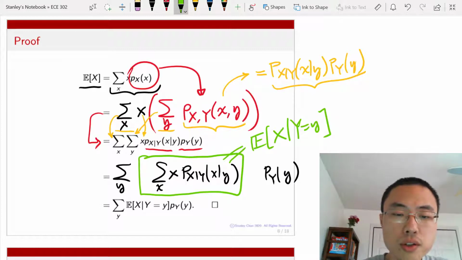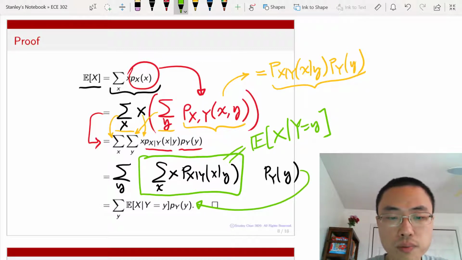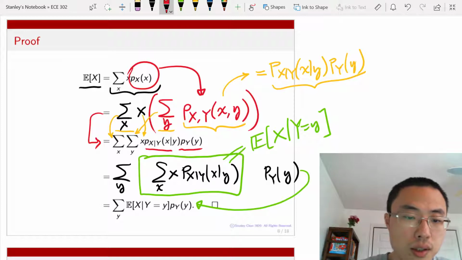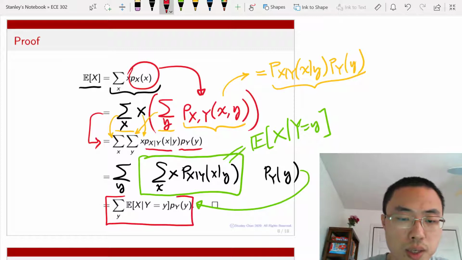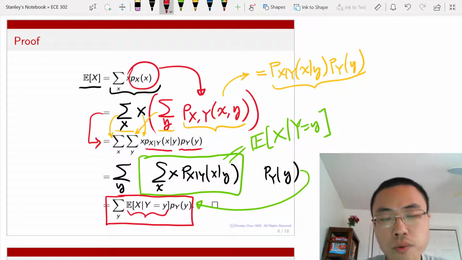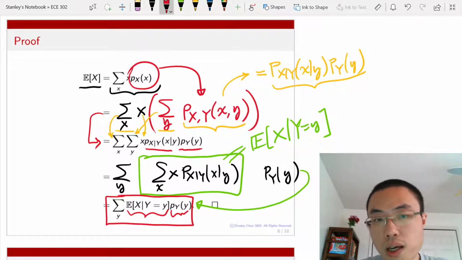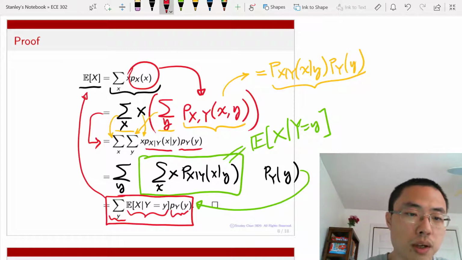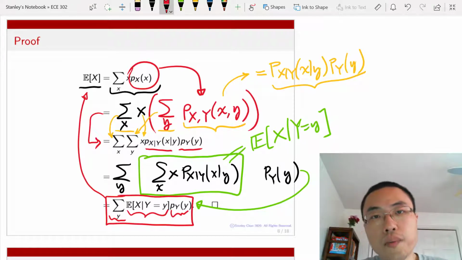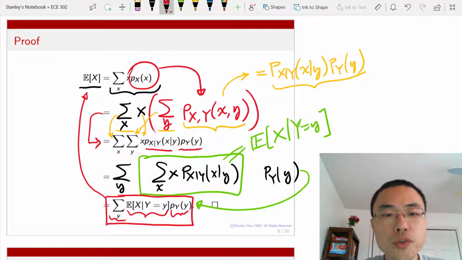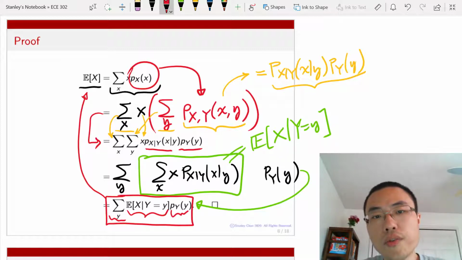Now, when you take this summation here, what is it? If you rewrite it, I will have this equation. This equation says that going through all these steps, the final result is a summation of individual conditional expectations given Y times the PMF of Y, summed over all the possible cases of y. I will be able to get back your original expectation of X. So this proves the law of total expectation.